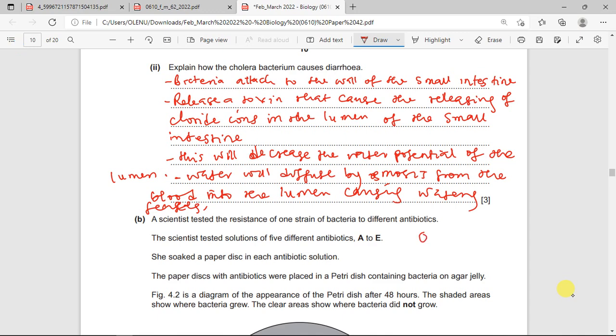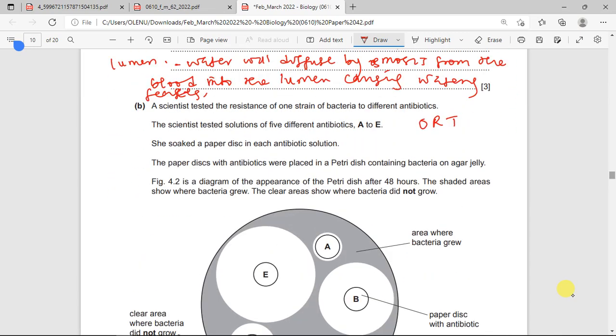This diarrhea can be treated through oral rehydration therapy, where you mix salt and water.